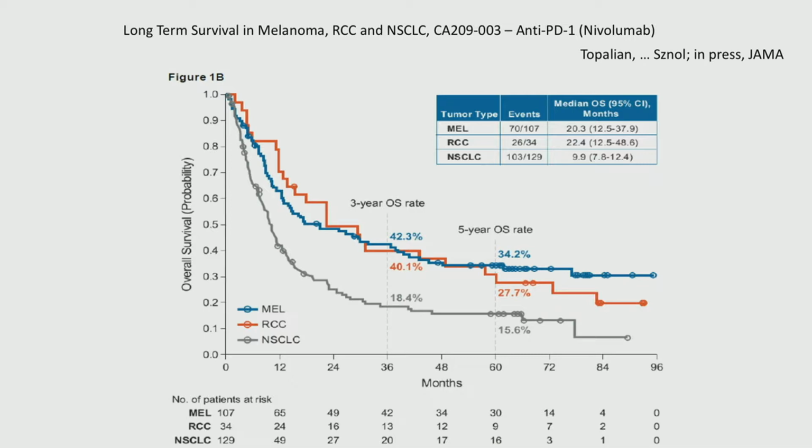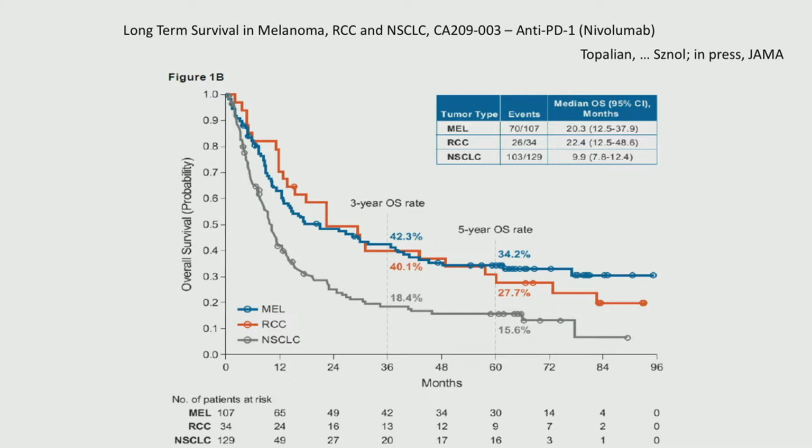But this is the data for the 5-year follow-up for anti-PD-1 for the second trial of anti-PD-1 in the clinic. We dosed the first patient here in November of 2008. There's 10-year follow-up. Suzanne Topalian did most of the heavy lifting on this 5-year, or actually less follow-up, which has at least 5 years of follow-up in all patients. And it shows that the 5-year survival rate in melanoma is 34%.